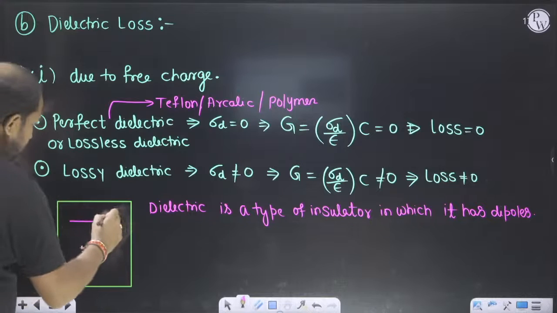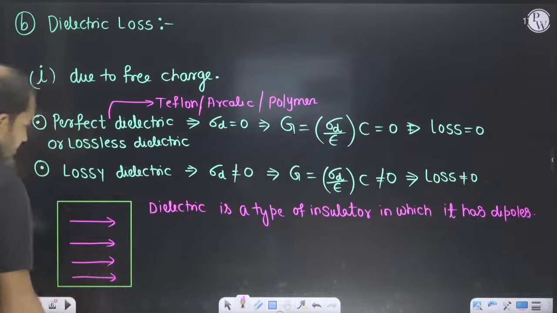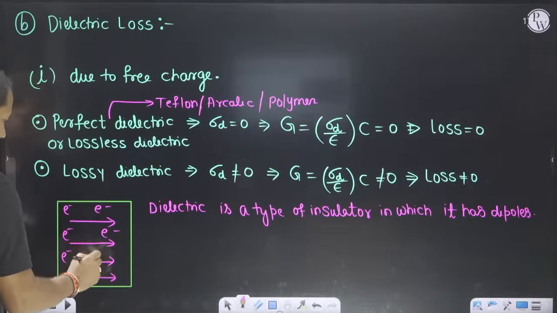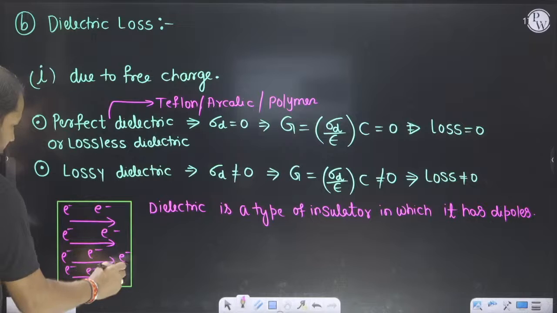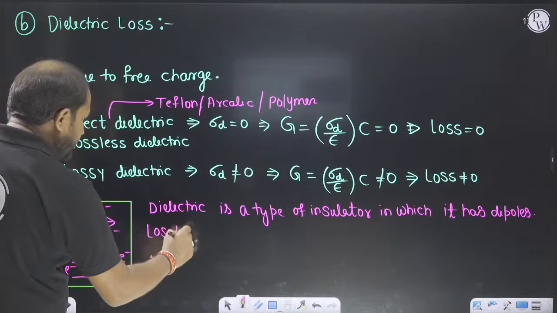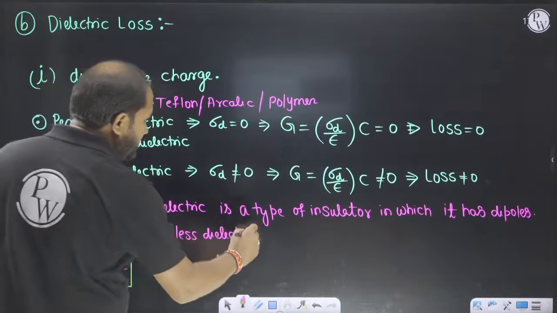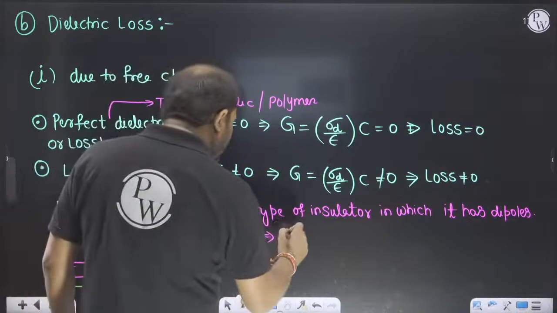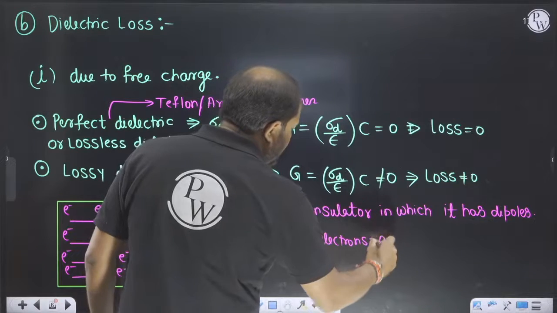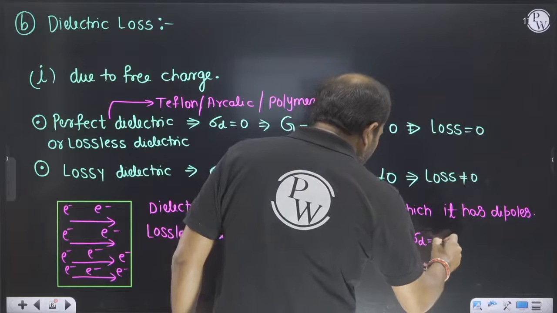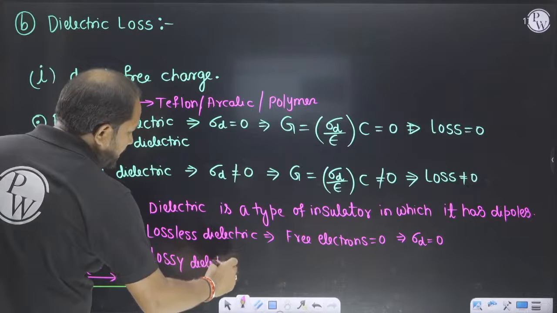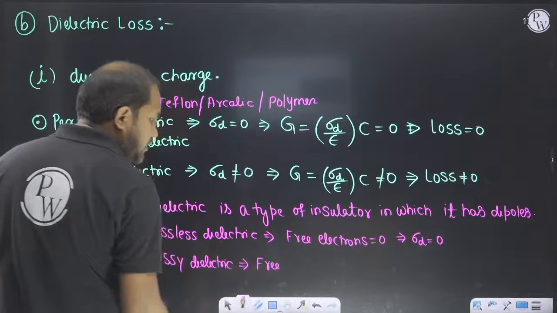So there are dipoles like this, and there are also some free electrons. In a lossy dielectric, there are free electrons also. In case of free electrons, what will happen? These free electrons will give the conductivity. In case of a lossless or perfect dielectric, free electrons are 0, free charge particles are 0, so conductivity will be 0. And in case of a lossy dielectric, there are some free electrons, and these non-zero free electrons will give non-zero conductivity.